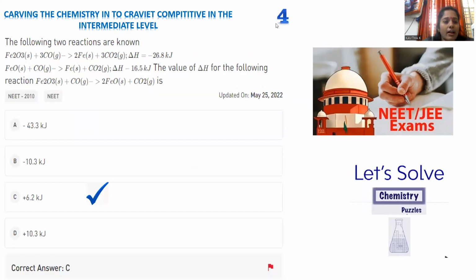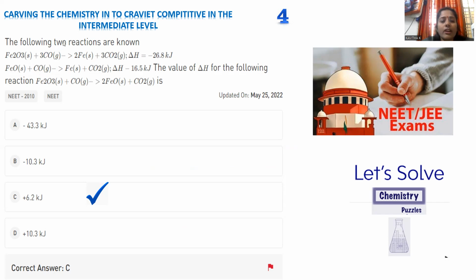It is the part of inorganic chemistry where reduction reactions are provided along with their enthalpy values, the heat of formation values. We have to get the delta H value of the final product of this equation. The following two reactions are known: ferric oxide and ferrous oxide react with carbon monoxide. Both give iron in addition to carbon dioxide, and both are exothermic reactions with negative enthalpy values in kilojoules.